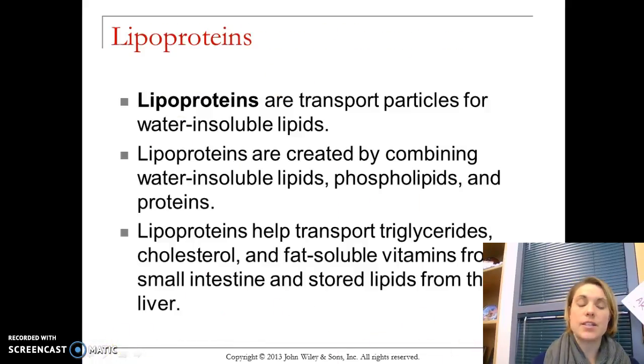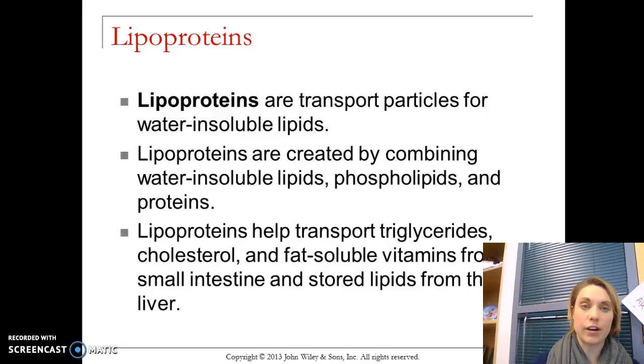Now, lipoproteins, as I mentioned, are packaged in the mucosal cells of the small intestines, and these are transport particles for water-insoluble lipids. They're created by combining water-insoluble lipids with phospholipids and proteins. This creates a water-soluble outer layer and a fat-soluble inner layer. Lipoproteins will help transport triglycerides, cholesterol, and fat-soluble vitamins from the small intestines and store lipids from the liver. And they pass through the lymph and then are emptied into the blood.